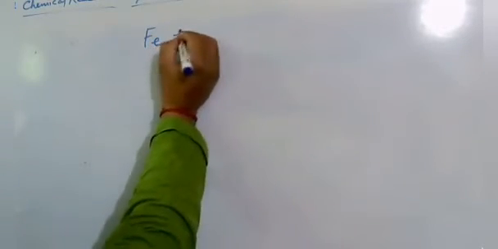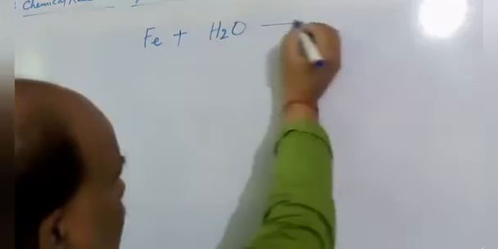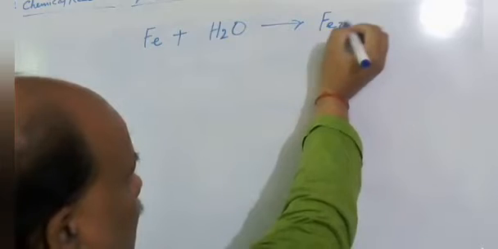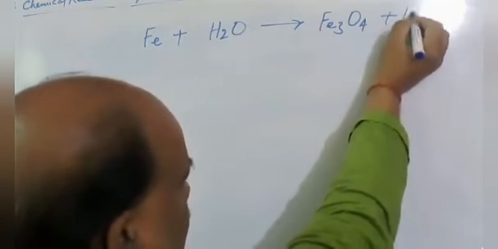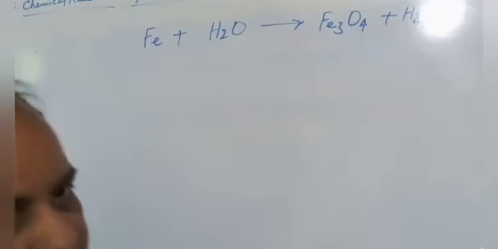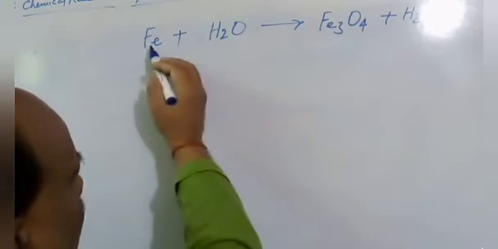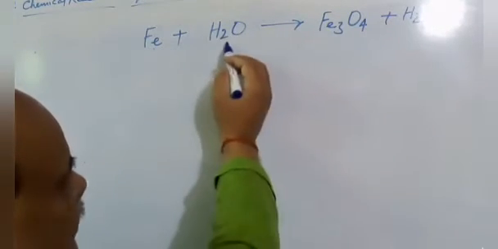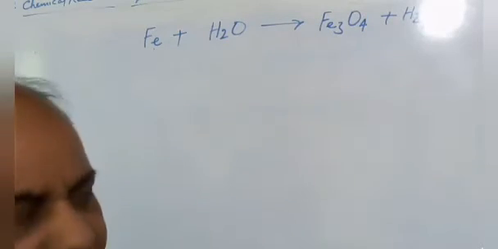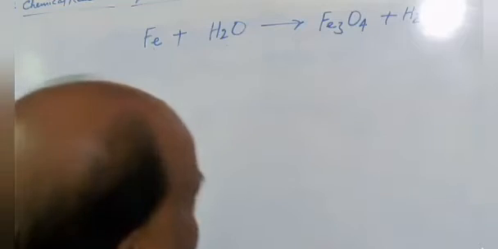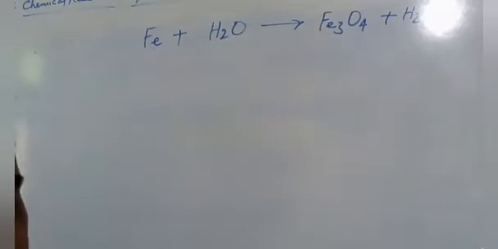Fe plus H2O gives Fe3O4 plus H2. This example is given in your NCERT textbook. Iron, Fe, reacts with water to form iron oxide Fe3O4, magnetic oxide, and liberates hydrogen gas. Then we will understand the hit and trial method by this equation.